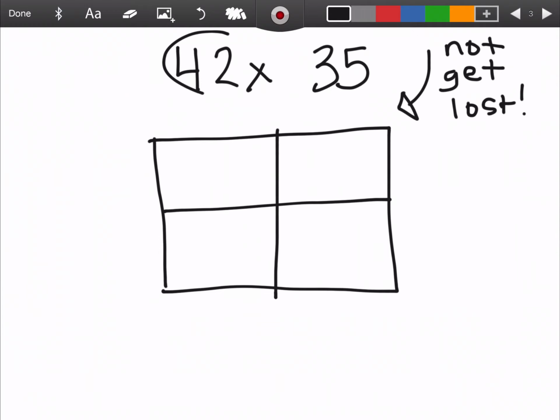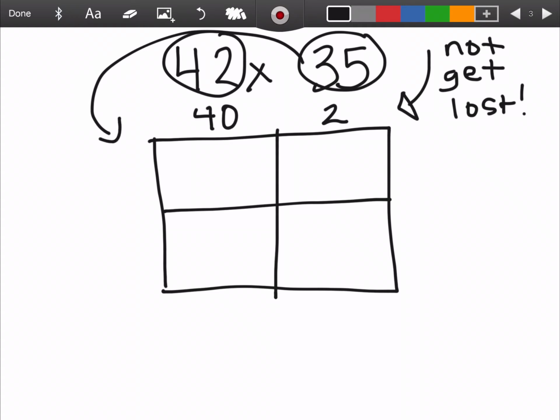So I'm going to break apart this first number, and I'm going to write 40 in the tens place and 2 in the ones place. And then I'm going to break apart this number, but I'm actually going to write it along the side here, and I'm going to put 30 here and 5 here. And then in this corner window, I'm going to write multiply, because I need to remember always that I'm multiplying this number. And now, each of these windows is going to have a different answer.